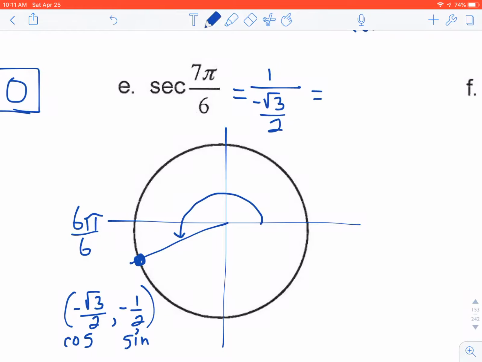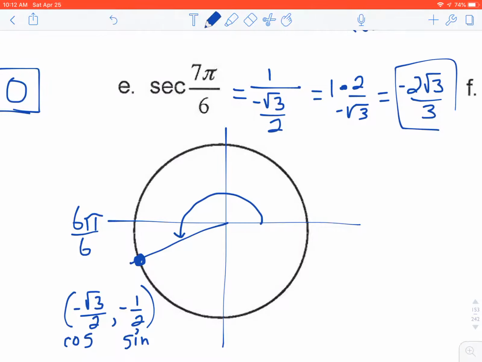So we have 1 times the reciprocal. It's 1 times 2 over negative square root 3. Rationalize your denominator, so get rid of the square root 3 on top and bottom. So you end up with negative 2 square root 3 over 3. So that's your answer for E.